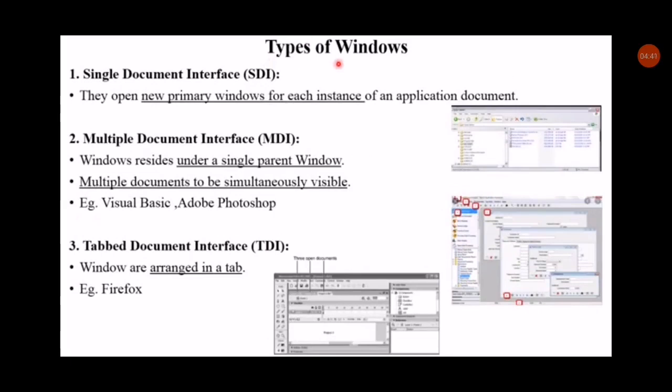Now types of window. In human computer interaction there are mainly 3 types of windows. The first one, single document interface, which is called SDI. The second one, multiple document interface, which is called MDI, and tab document interface, which is called TDI. So first, what is meant by single document interface?